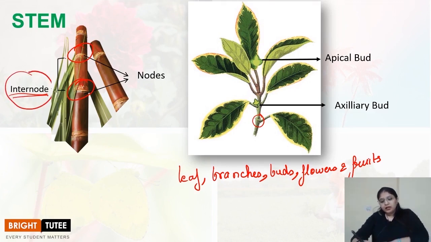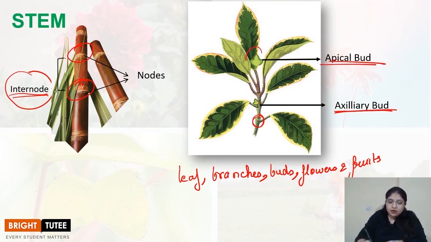Now, the branching that we are seeing is at the node and this is called the axillary bud, right? So this axillary bud, you're going to study a little more about in the coming classes and sessions. And the axillary bud is basically the bud which helps in branching, right? Then you have your apical bud which is present on the uppermost part of the stem.